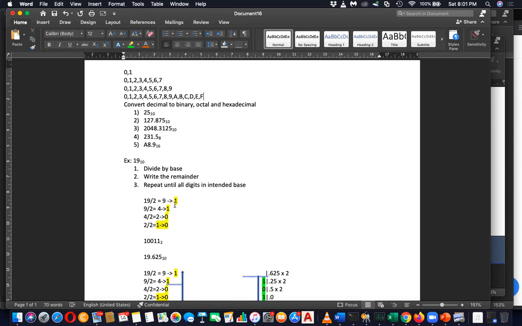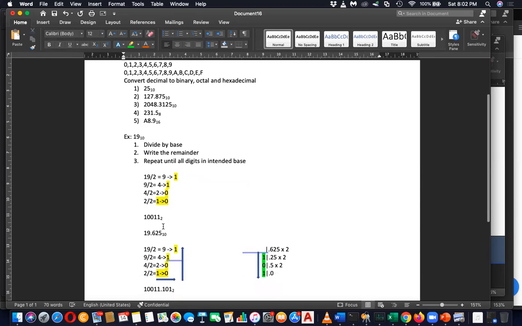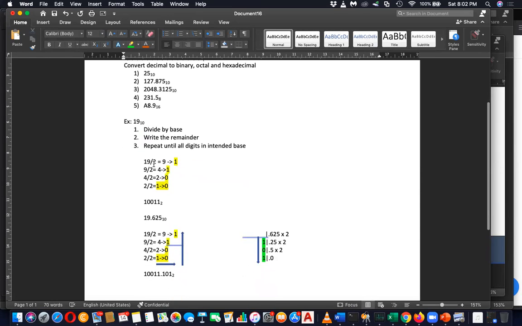So here in binary, all digits are valid in the binary number system, 0 and 1, because you are going to convert this to base 2. Then you have to divide by base and write the remainder.